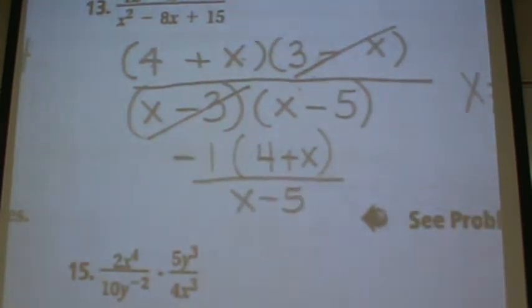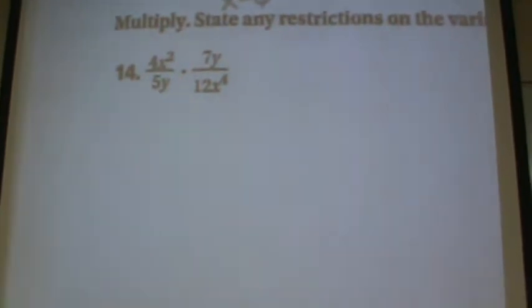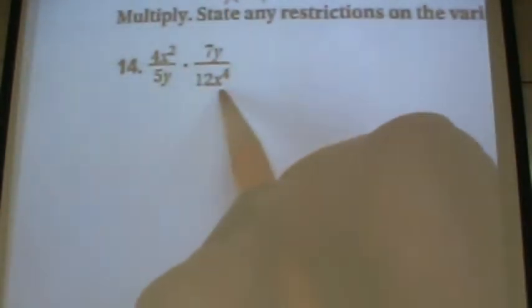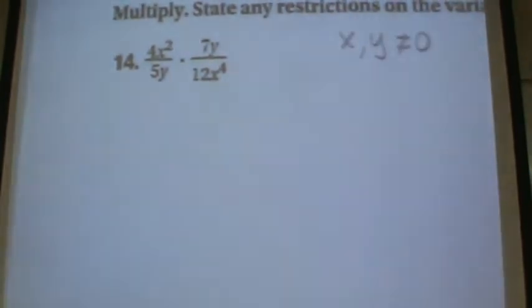And just leave it like that. You don't have to do any distributing or anything like that. Okay, next. What are the restrictions? Y can't be what, and what can't x be? 0. X and y both can't be 0.